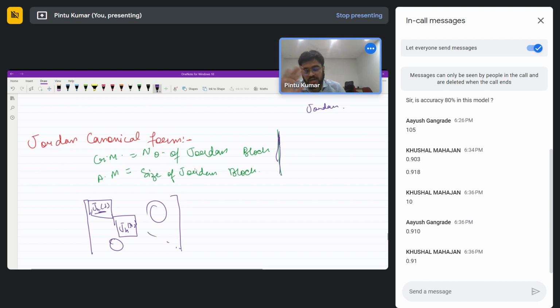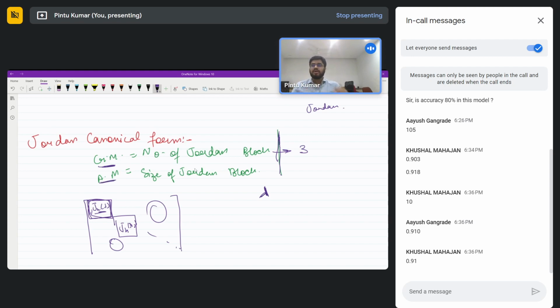Now for a particular eigenvalue, how do we decide the size or the number of Jordan blocks that you will have? That depends on these two things. The geometric multiplicity will tell you the number of Jordan blocks that you will have corresponding to a single eigenvalue. So let's say if your geometric multiplicity is 3, then you will have 3 Jordan blocks corresponding to one eigenvalue.